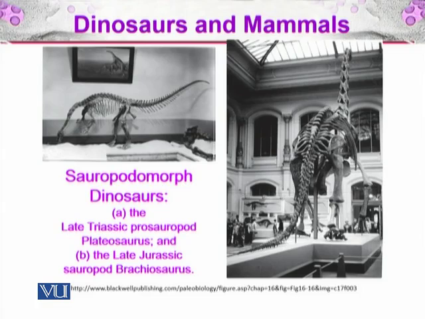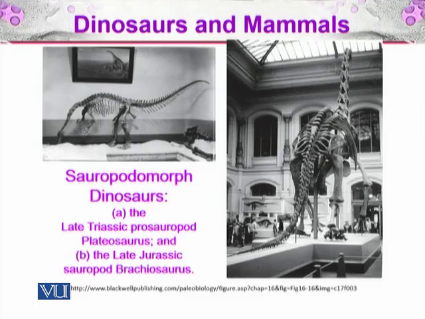Here you can see some of the sauropodomorph dinosaurs. The first one on the left side is the late Triassic prosauropod, Plateosaurus. You can see it is bipedal, but it was a herbivore. And on the right side, you can see the late Jurassic sauropod, Brachiosaurus. You can see the immense size of both specimens, which are the skeletons or fossils of both dinosaurs. These are very, very large, and they were herbivores.